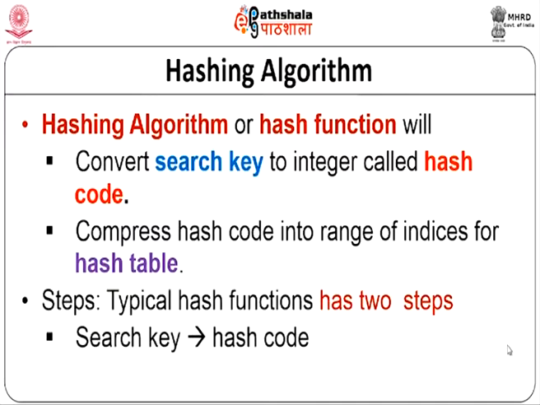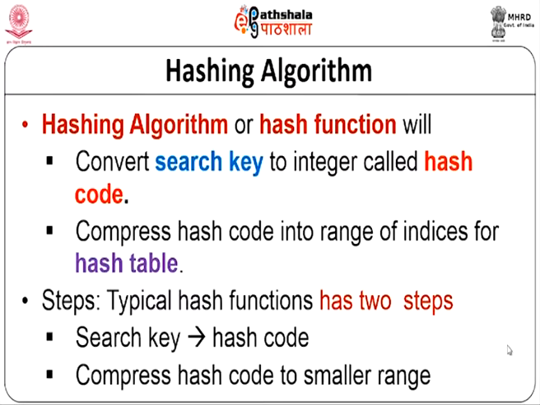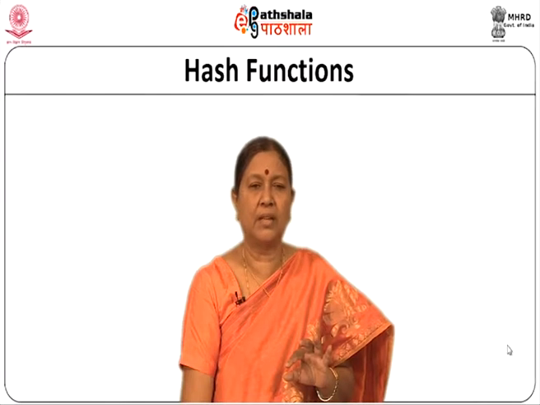One is the search key to the hash code, and the second is the hash code, compressing the hash code to a smaller range so that it fits into the table. So, these are the two steps we are going to do in the hashing algorithm. Now, let us look at the hash functions.